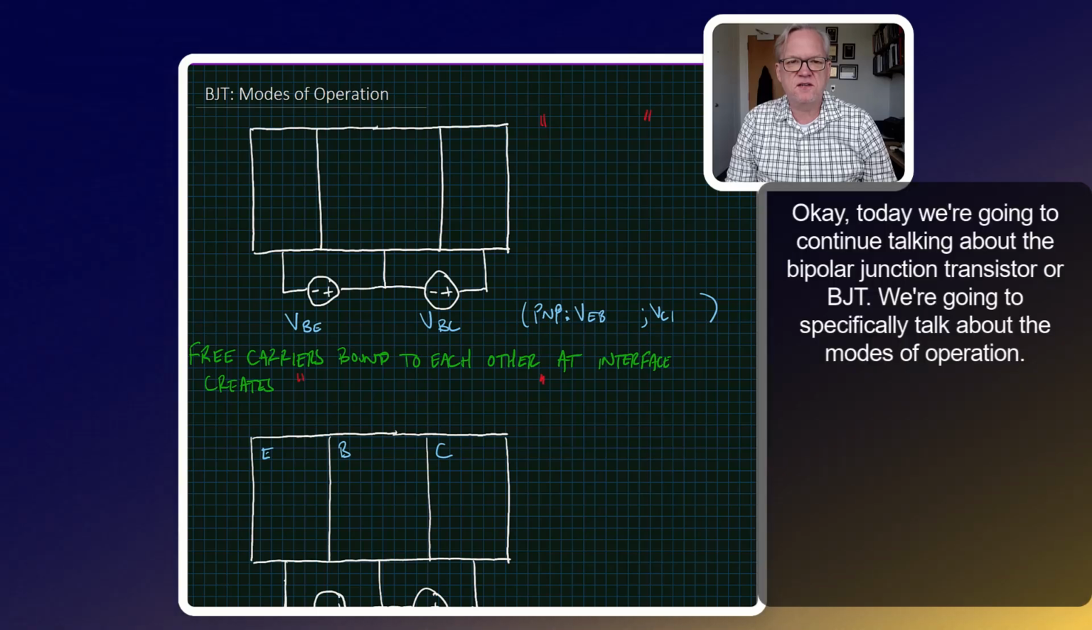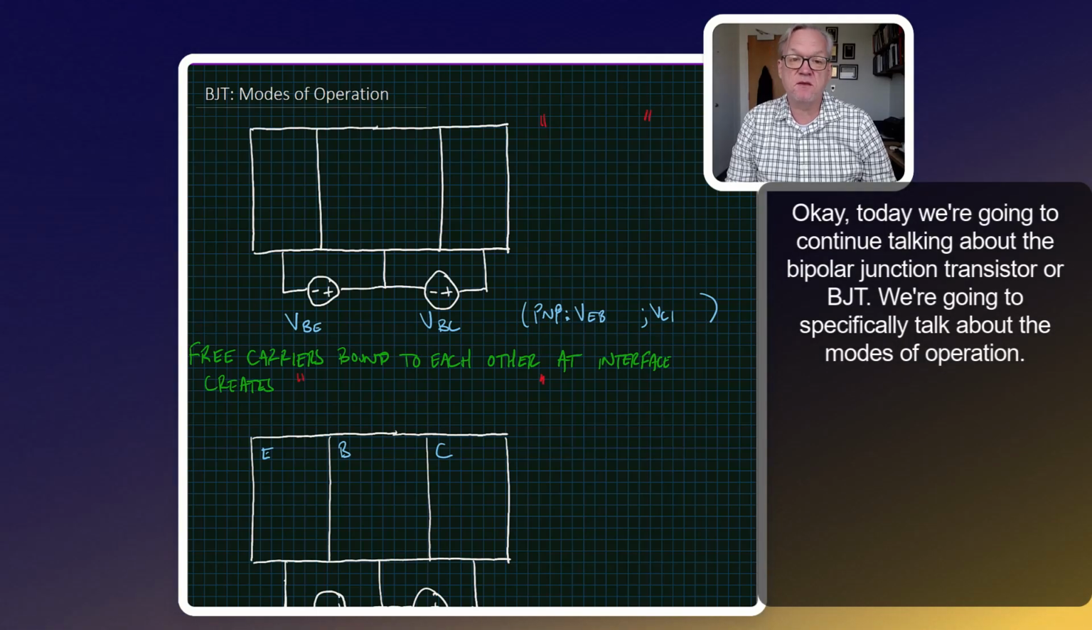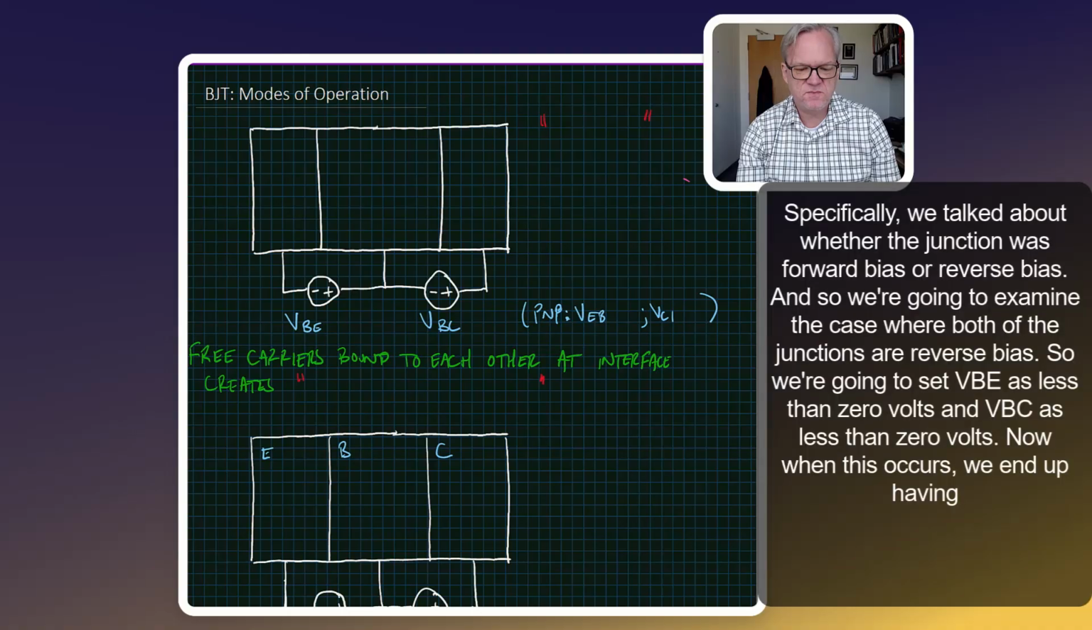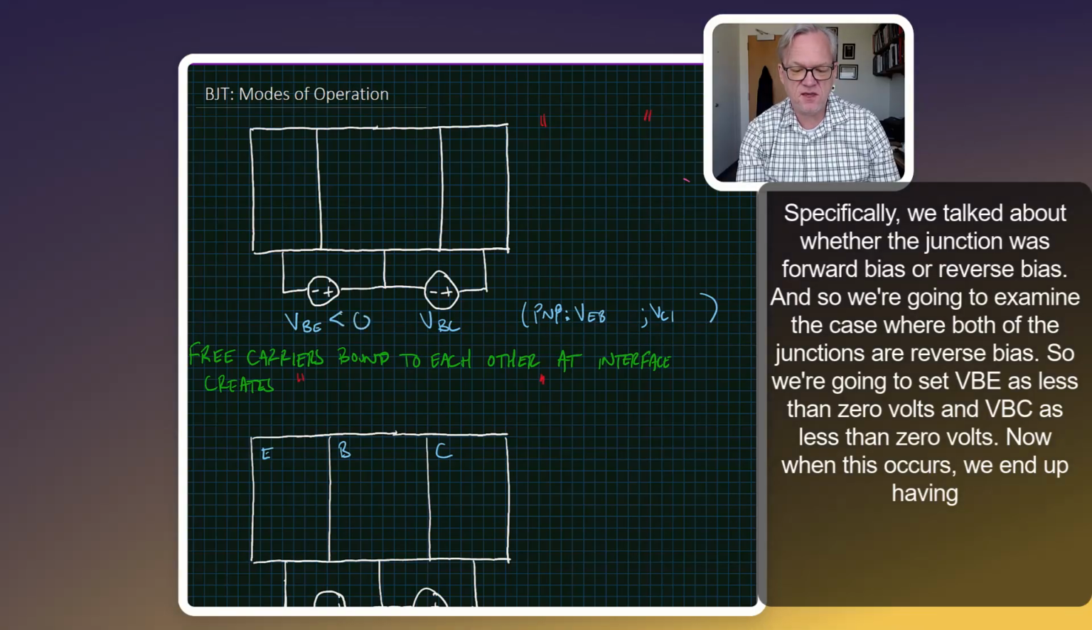Okay, today we're going to continue talking about the bipolar junction transistor, or BJT. We're going to specifically talk about the modes of operation. Modes of operation are set by the bias point. Specifically, we talked about whether the junction was forward biased or reverse biased. So we're going to examine a case where both of the junctions are reverse biased. So we're going to set VBE less than 0 volts and VBC less than 0 volts.